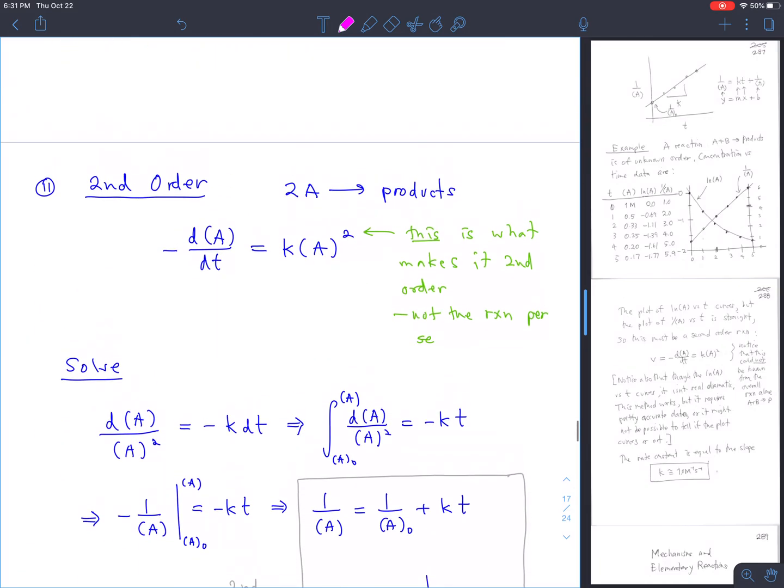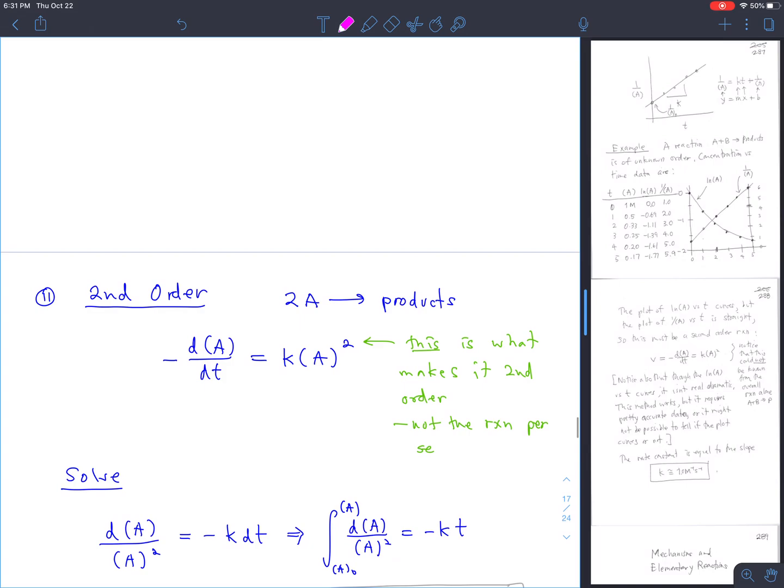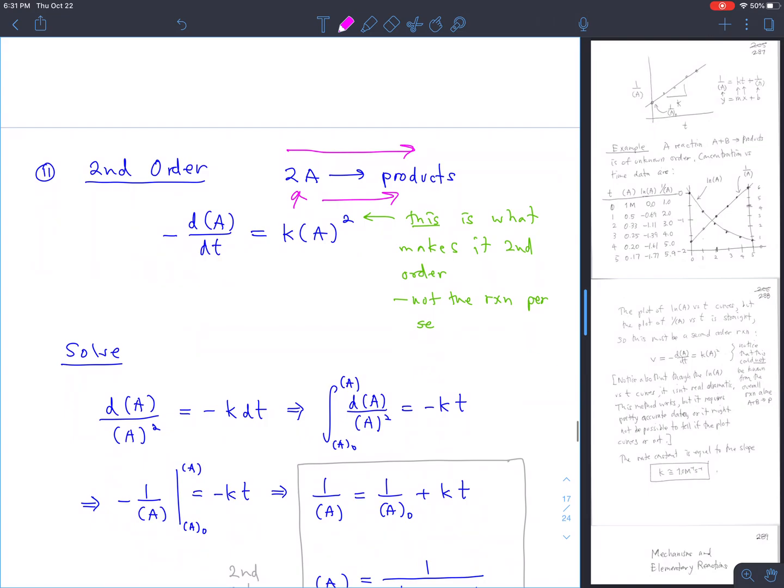Now let's consider the second order case. If this were an elementary reaction, the second order case would correspond to this reaction. Two identical A molecules collide with each other to produce some set of products that don't matter. The rate law associated with that is k times A squared, and that's equal to minus dA/dt. The 2 up here in the exponent is what makes this overall thing a second order reaction.